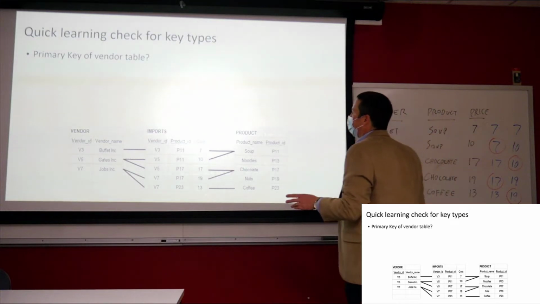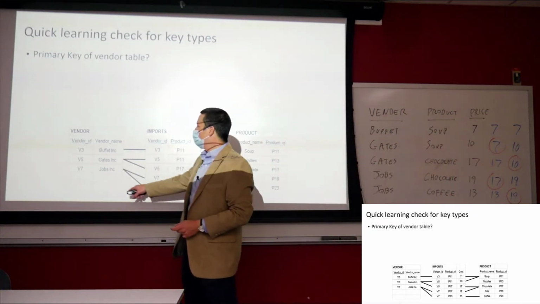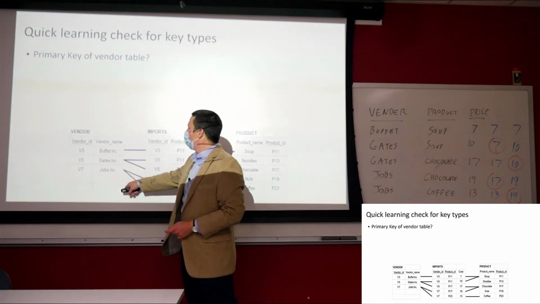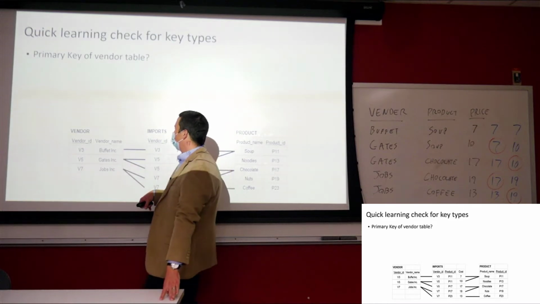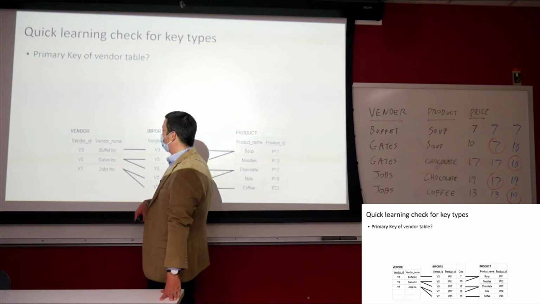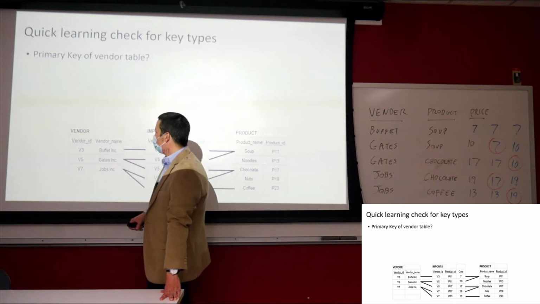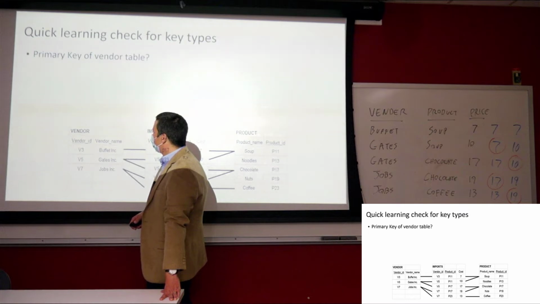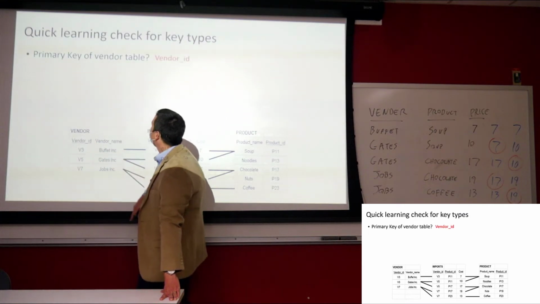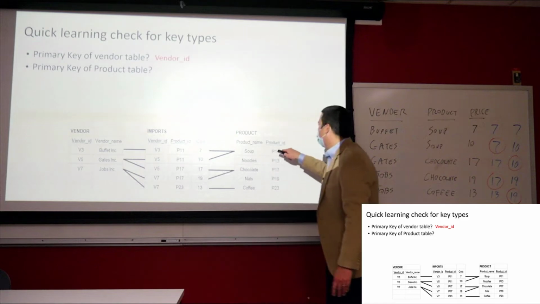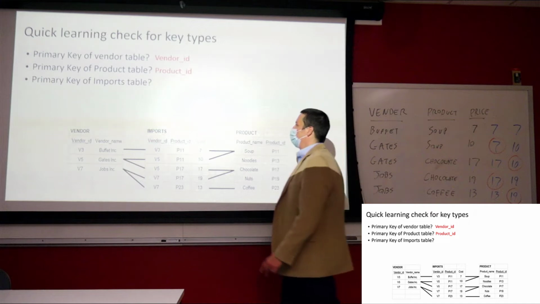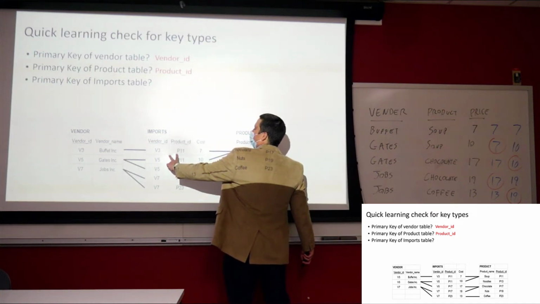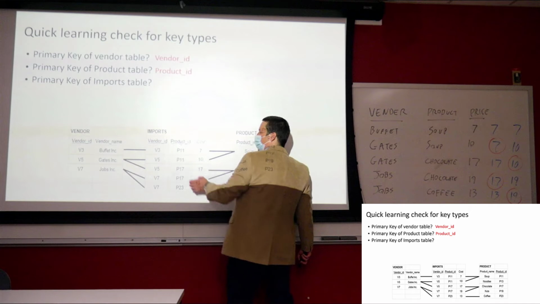So now, in this situation, what would we say the primary key of our vendor table is? We just have these two attributes here. Which one uniquely identifies? Actually, they could both uniquely identify, but we have a little special notation here indicating which one is the primary key. Vendor ID, right? We know because it's underlined there. In our product table, it is product ID. In the imports table, is it just product ID?